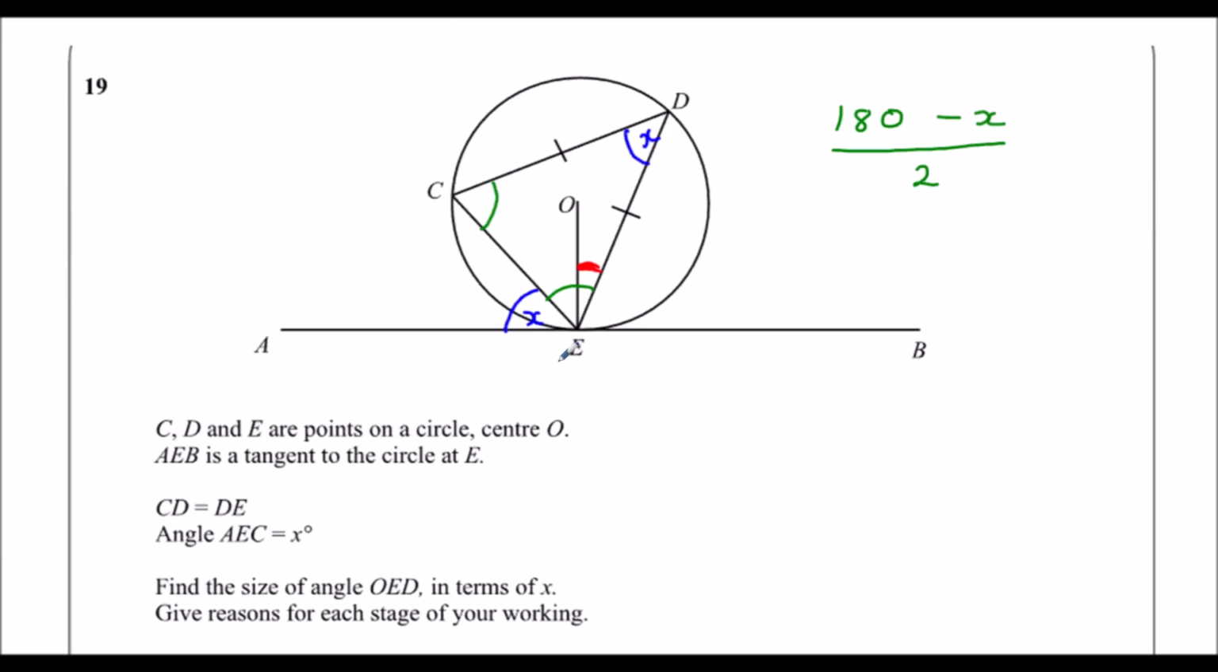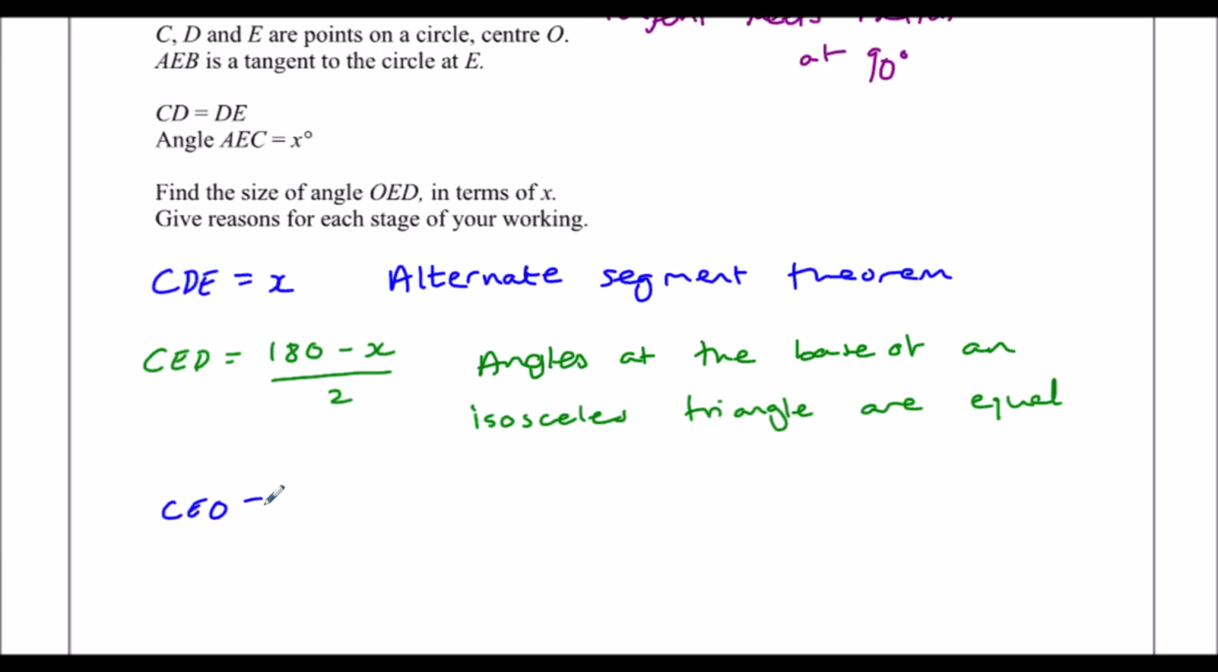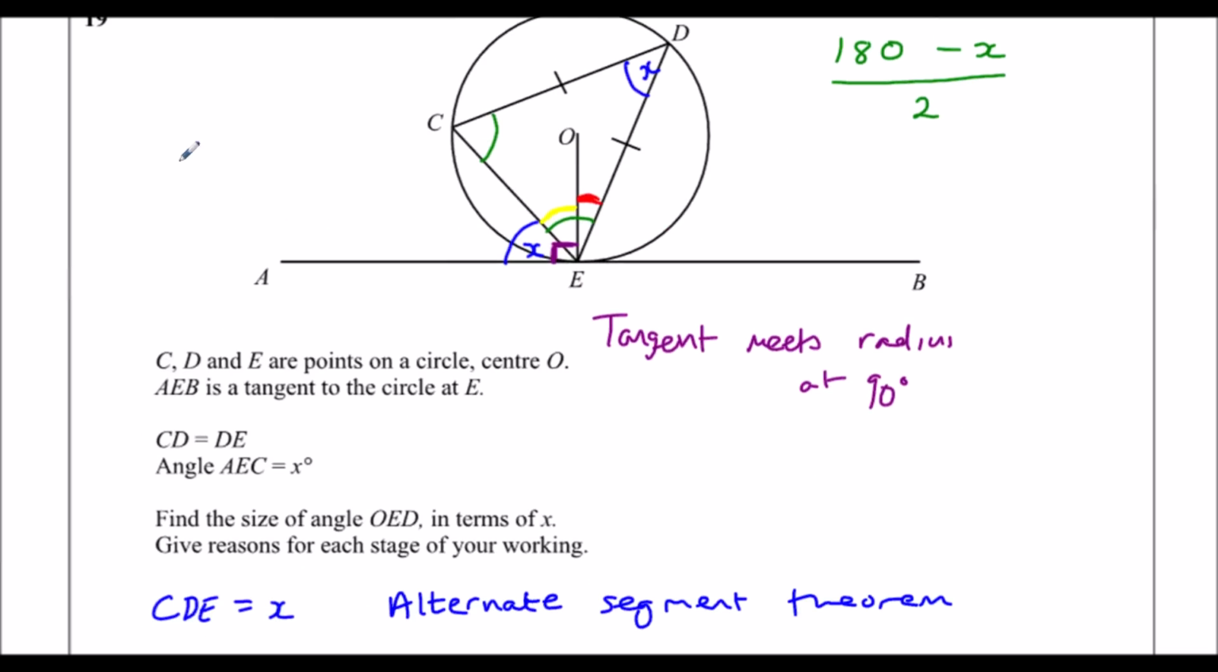We can also use the tangent meets a radius at 90 degrees. So this is a right angle. Tangent meets radius at 90 degrees. So we know that CEO, so I'll draw this one in yellow, won't come up very clearly, CEO is going to be 90 take away x. So this whole angle, AEO, is 90. This part of it is x, so the other part of it must be 90 take away x.